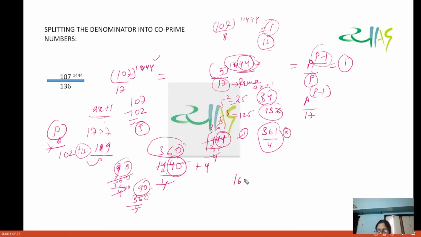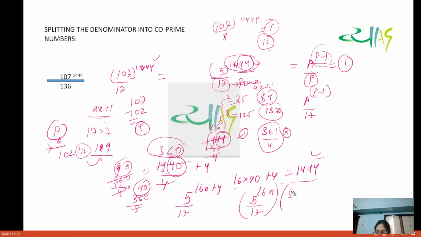So we know 16 into 90 plus 4 is what? 1444. You got this? 16 into 90 plus 4 is 1444. Please pardon me for the silly calculation mistake here. Now you have 5 to the power 16n plus 4 by 17. So now this becomes 5 to the power 16n by 17, and this becomes 5 to the power 4 by 17.